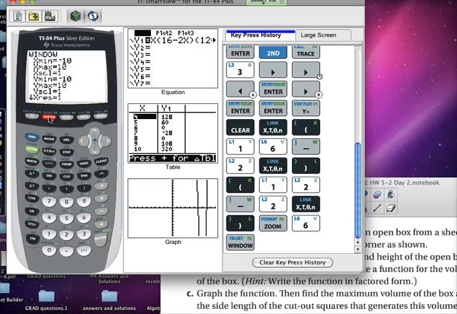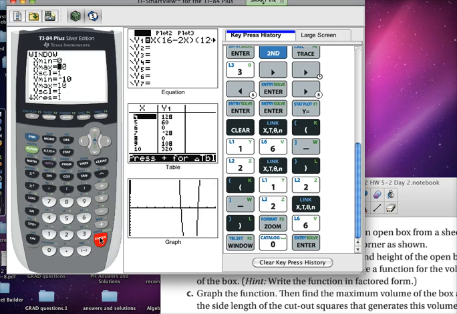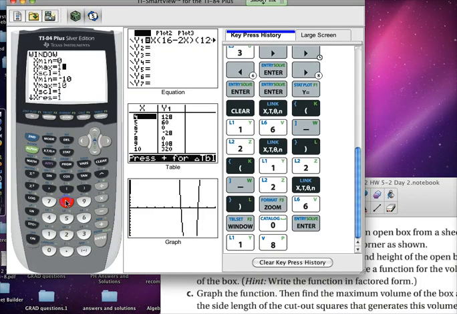So we'll go to the window and realize that we're talking about dimensions of a box. So 0 is going to be the smallest dimension that we could have. And the box itself had dimensions of 12 by 16. So obviously, we can't go much bigger than that for the x value. So I'm going to try 18. Actually, we can't go any bigger than that.